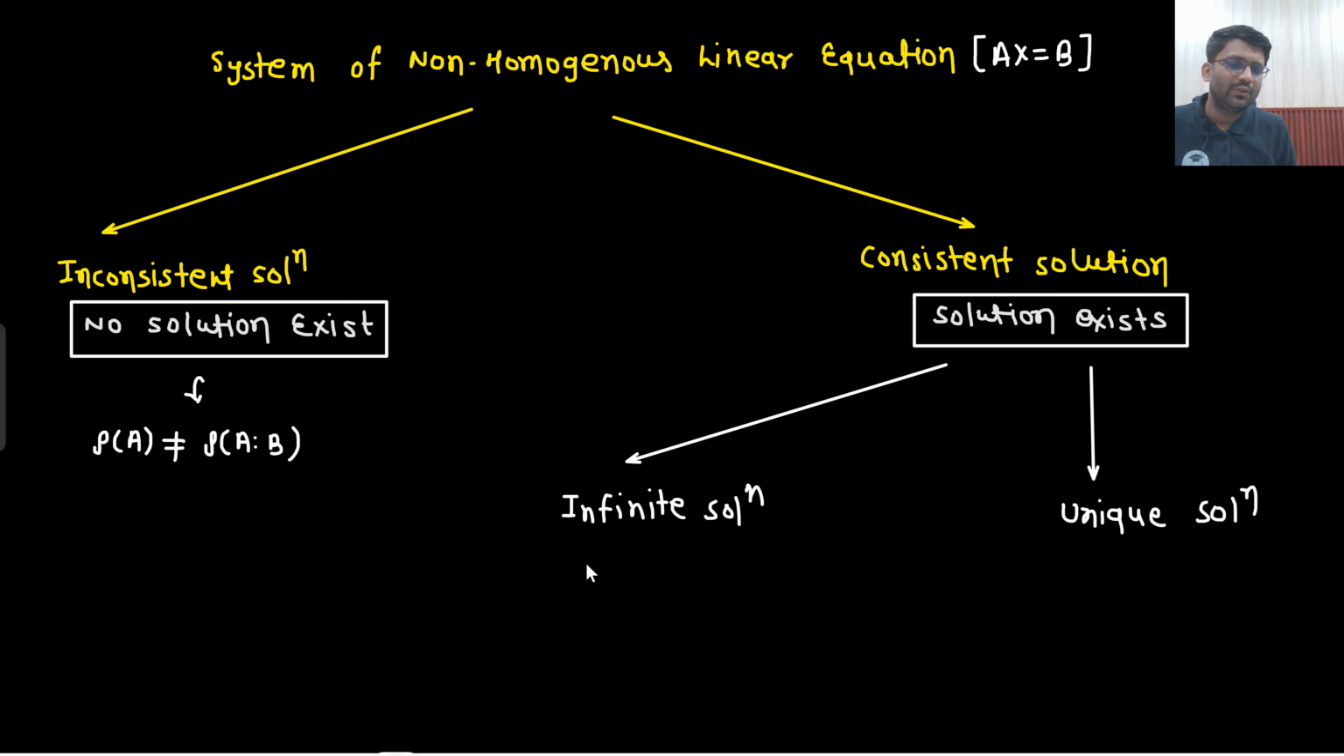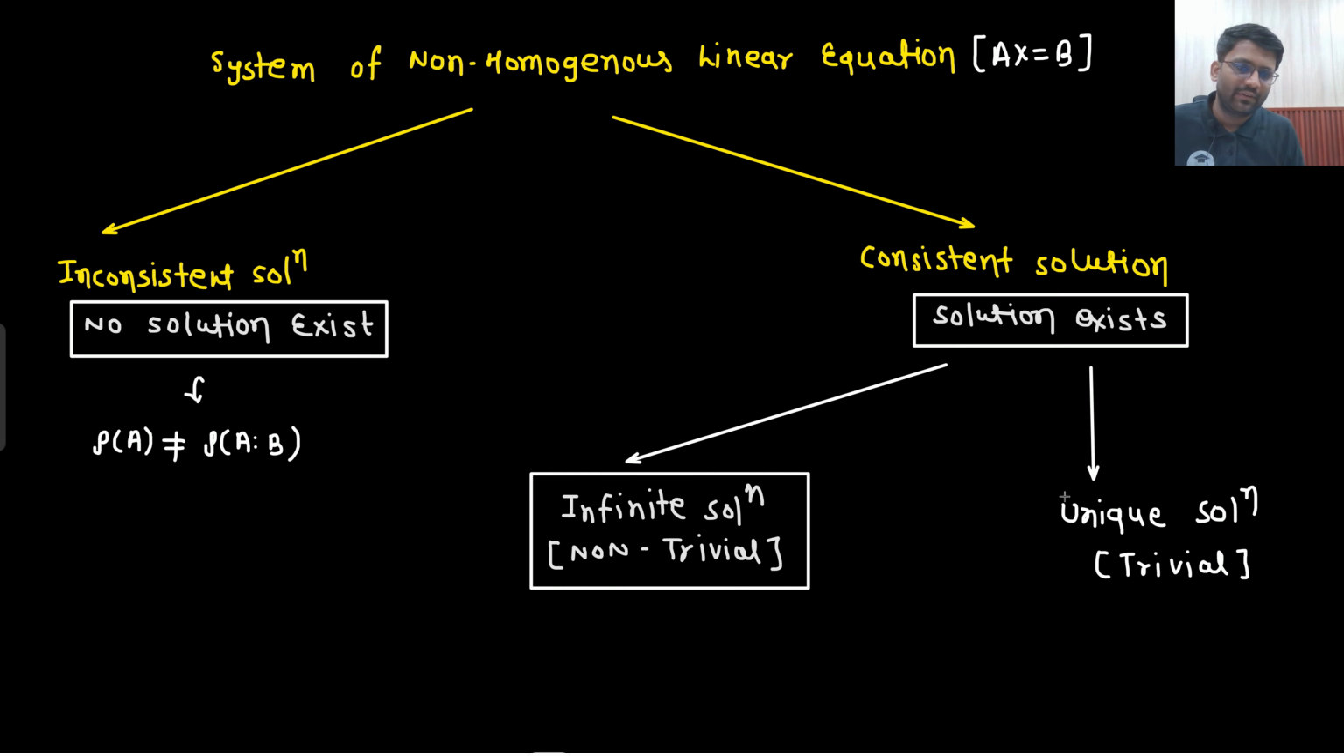What is the other name of infinite solution? The other name of infinite solution is non-trivial solution. And what is the other name of unique solution? Trivial solution. Infinite solution and trivial solution. What was the condition for this?